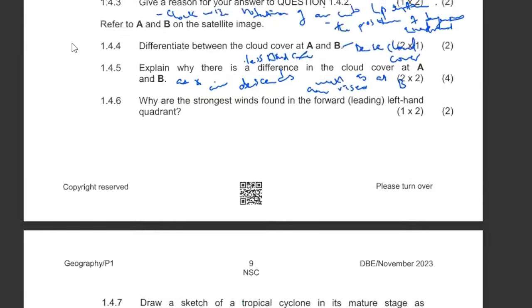Another reason we say is that at A there is no formation of clouds. That's why it's clear skies. Whereas at B there is formation of cumulonimbus cloud.